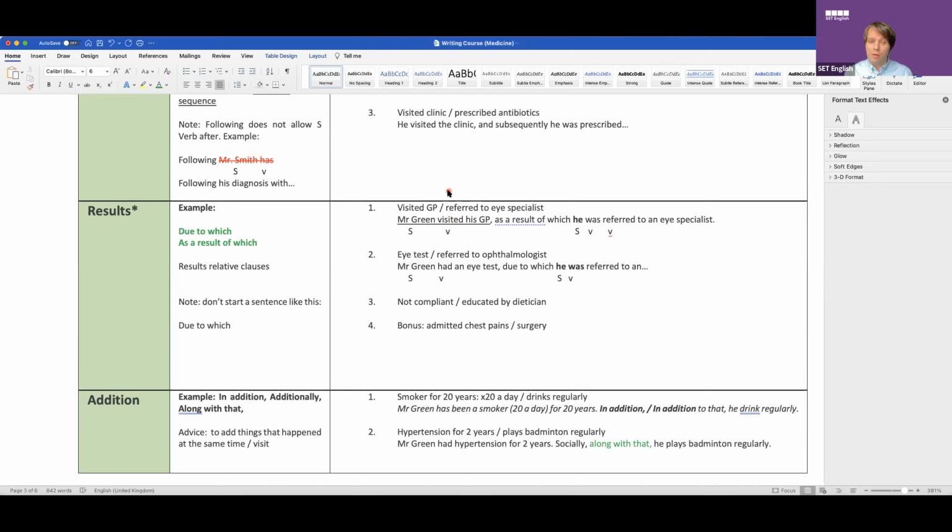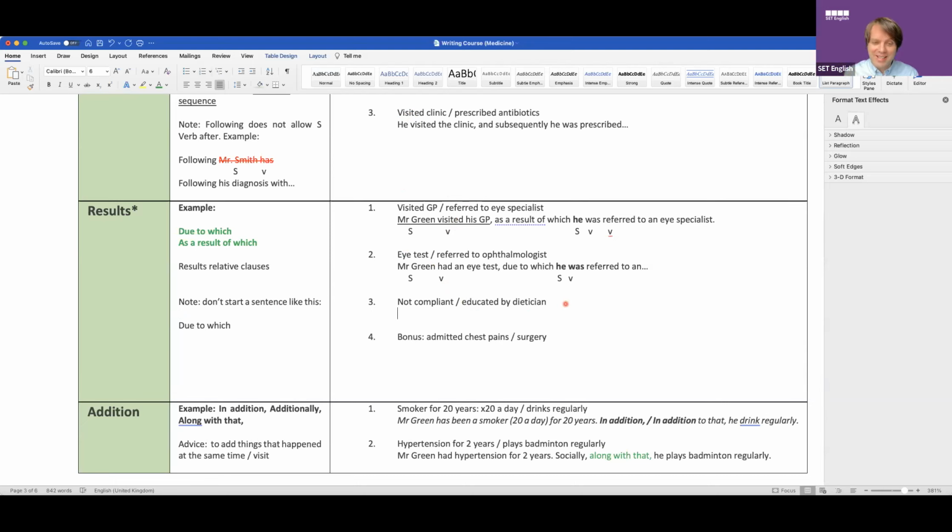Right. Okay. Good. Now, guys, I'm going to wrap it up here. Really what I'm talking about in this class, in fact, sorry, let's just finish these sentences first. Non-compliant, educated by a dietitian. Who wants to give me an example sentence? Say your name. Who wants to finish the sentence? He was non-compliant. Okay, non-compliant.